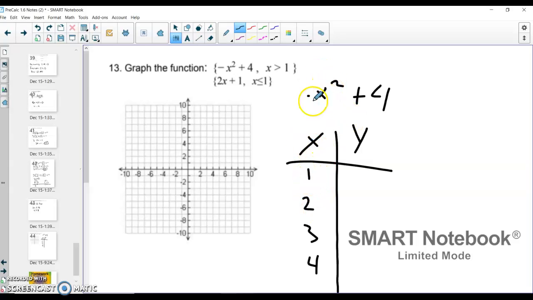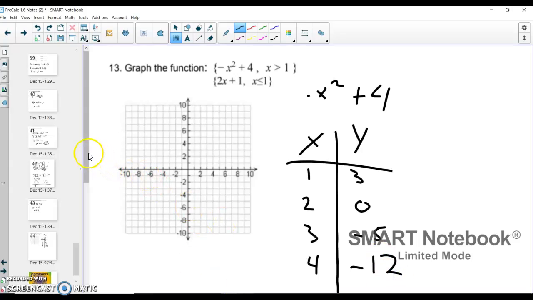So I get 1 squared is 1, the negative makes it negative 1, plus 4 makes it 3. 2 squared is 4, the negative 4, plus 4 is 0. 3 squared is 9, the negative makes it negative 9, plus 4 is going to be negative 5. And then 4 squared, 16, becomes negative 16, becomes a negative 12.